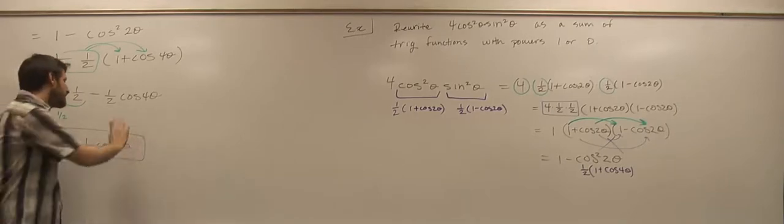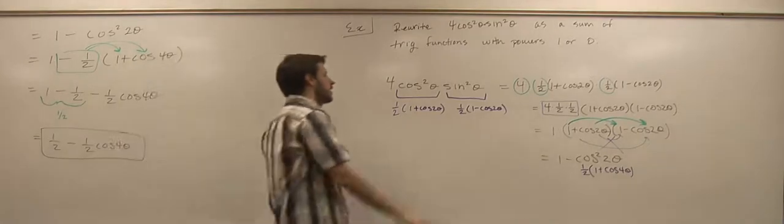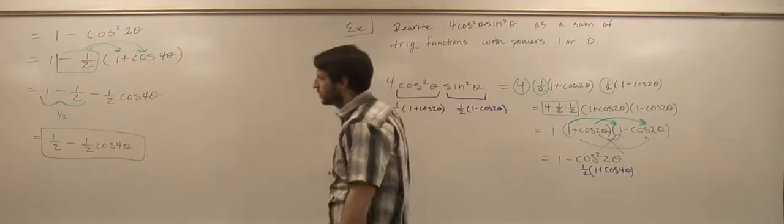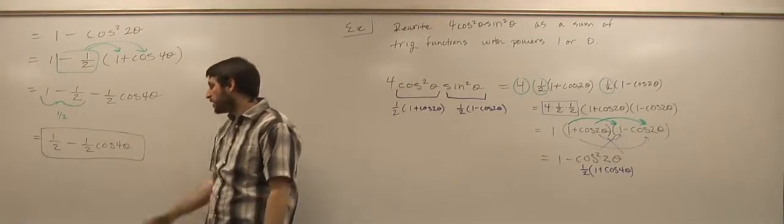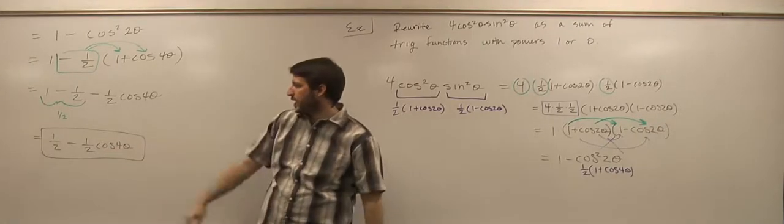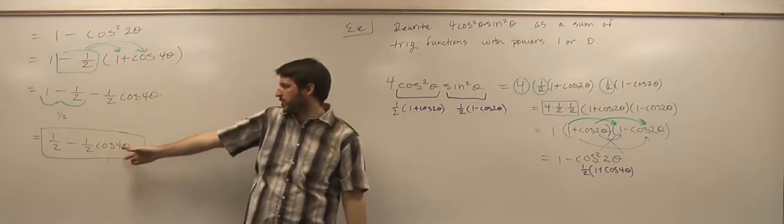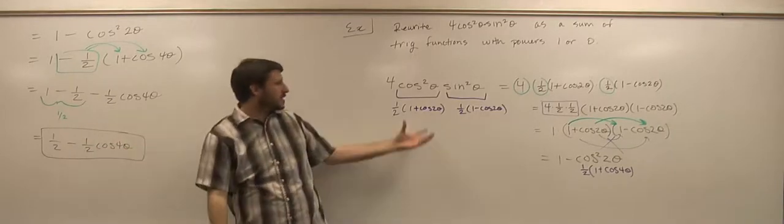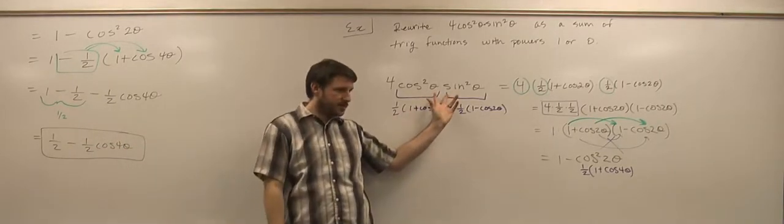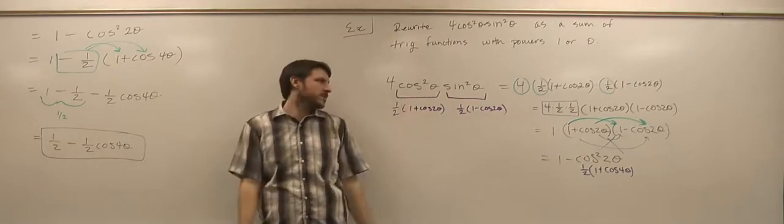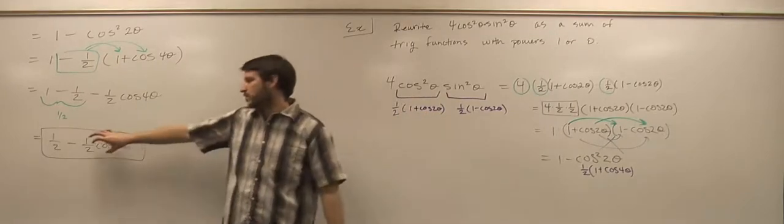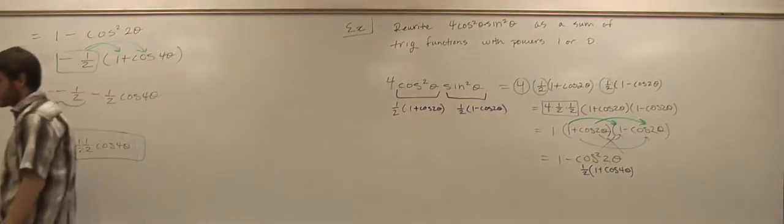It turns out that this is a little easier to work with than this. For example, we could even graph this if we wanted to, right? Because it's just got a vertical shift, and it's got an amplitude, and then it's got a period change. But this guy, we have no idea how to graph. So sometimes these power reducing formulas allow you to get an easier expression along.